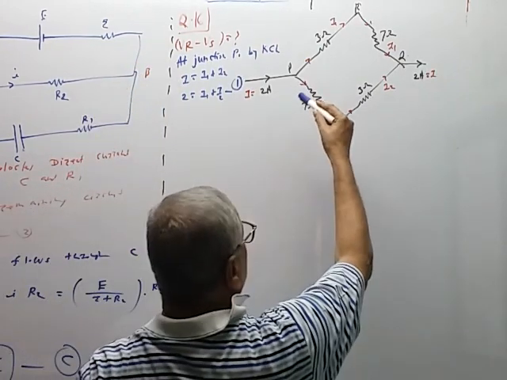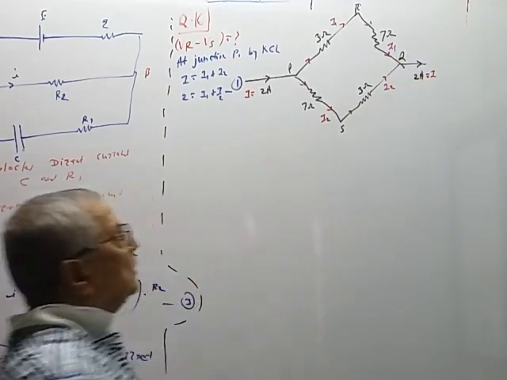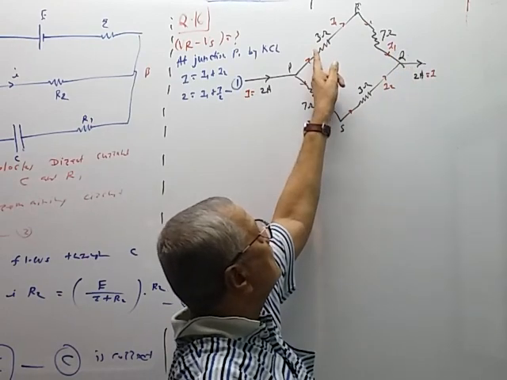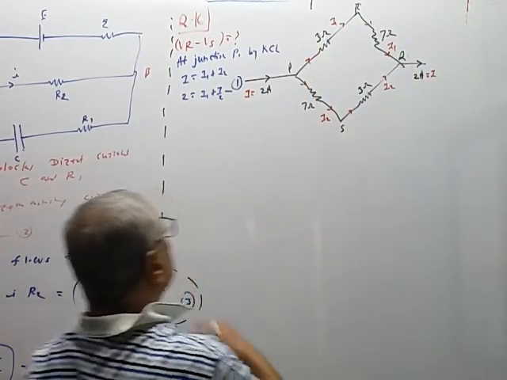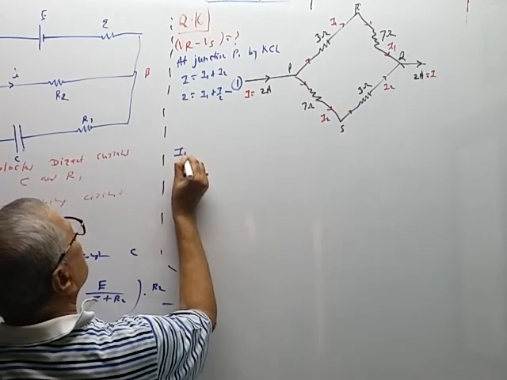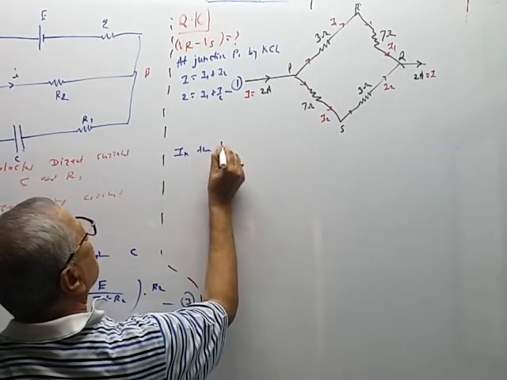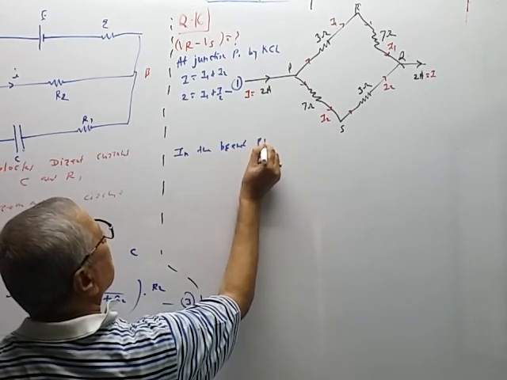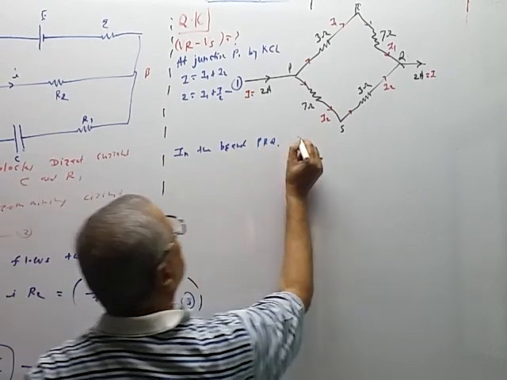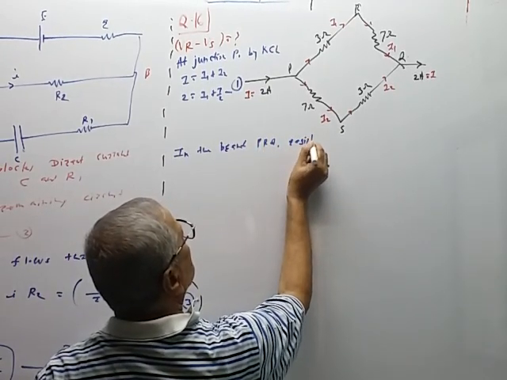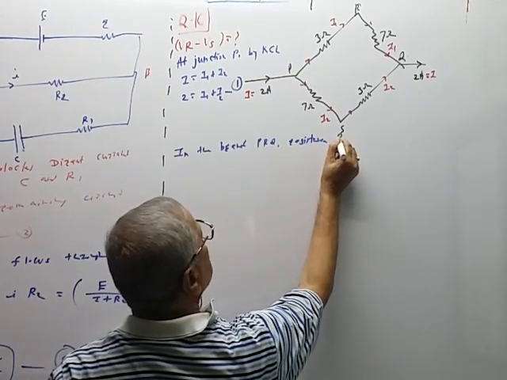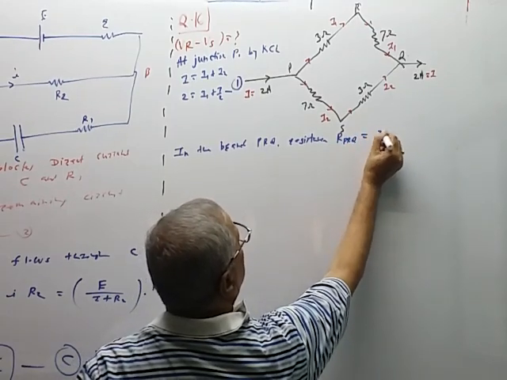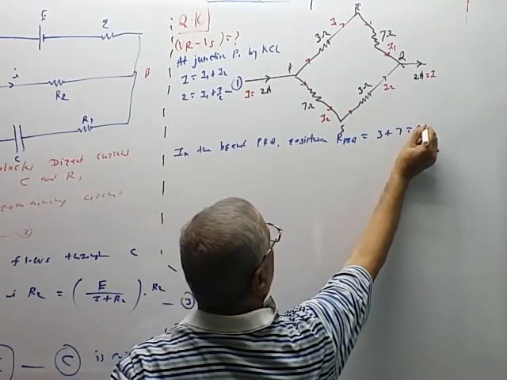So for that purpose, we have to use simple current electricity. Now in the upper branch P, R, Q, the total resistance is equal to 3 plus 7. In the branch P, R, Q, resistance series combination है, resistance of P, R, Q is equal to 3 plus 7, that is equal to 10 ohm.